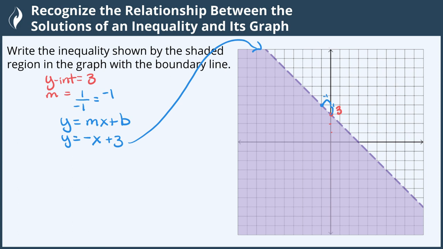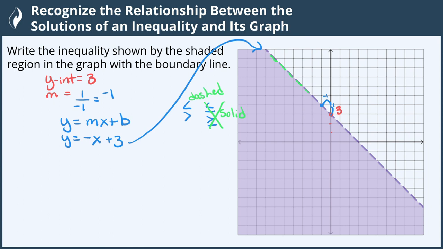Now we need to find the inequality of the graph. So we're going to take our boundary line and put an inequality. We will either have a less than, greater than, less than or equal to, or greater than or equal to. The less than or equal to and the greater than or equal to are when we have a solid line. Since ours is not solid, we will not have either of these. Now we just need to know if it's a less than or a greater than, because this is a dashed line here.